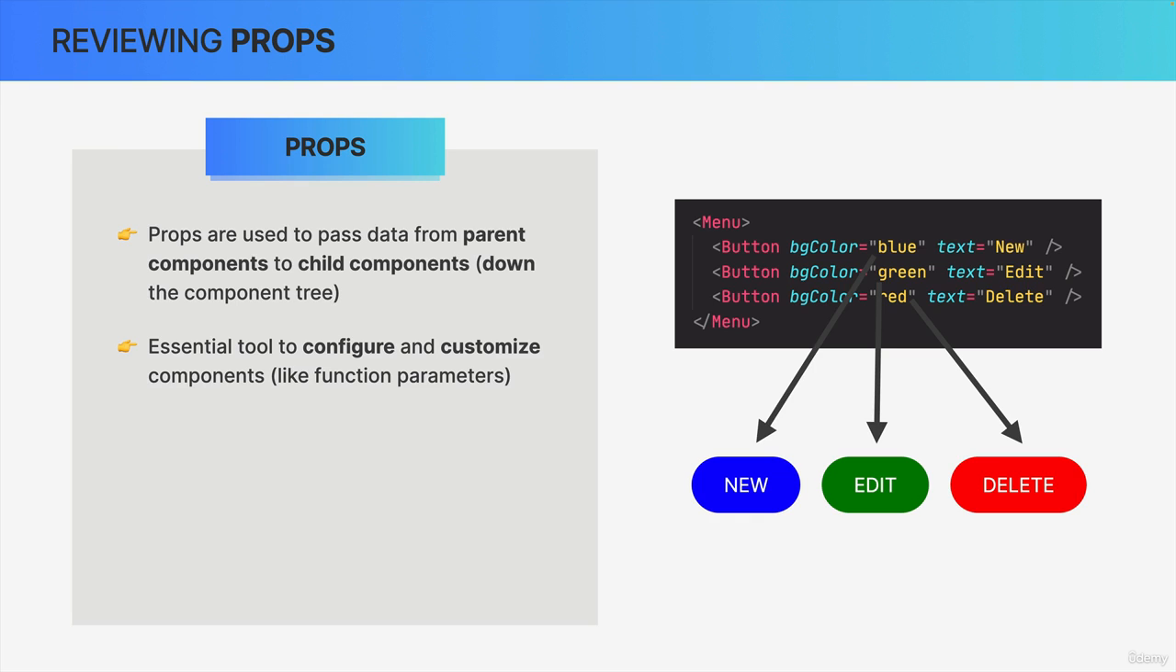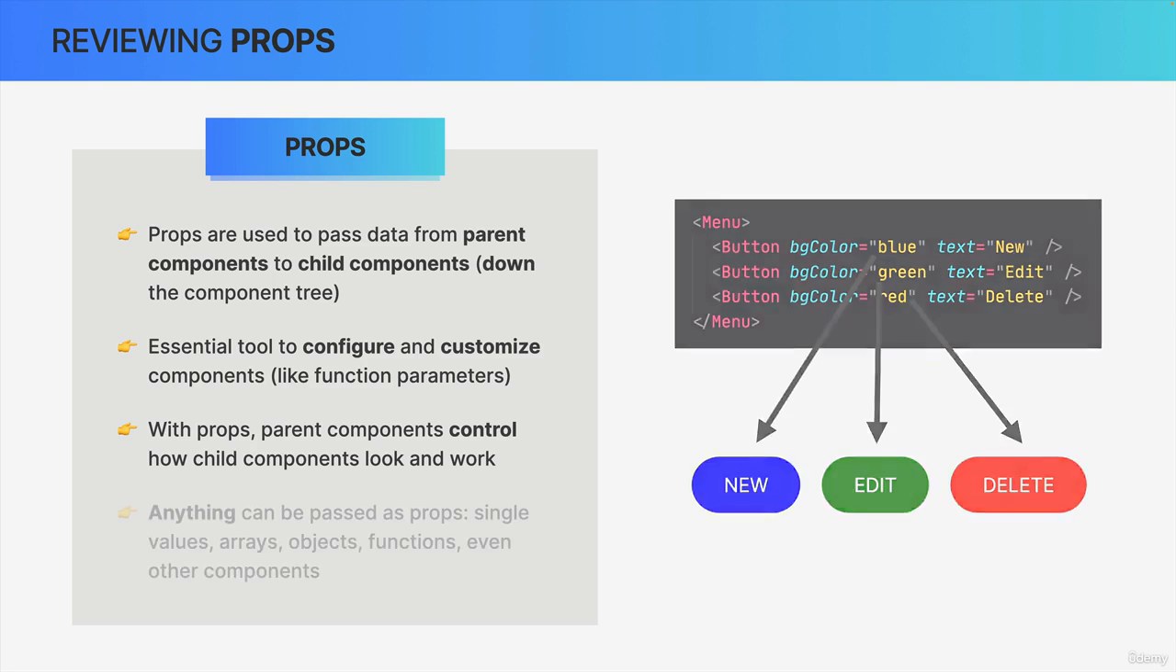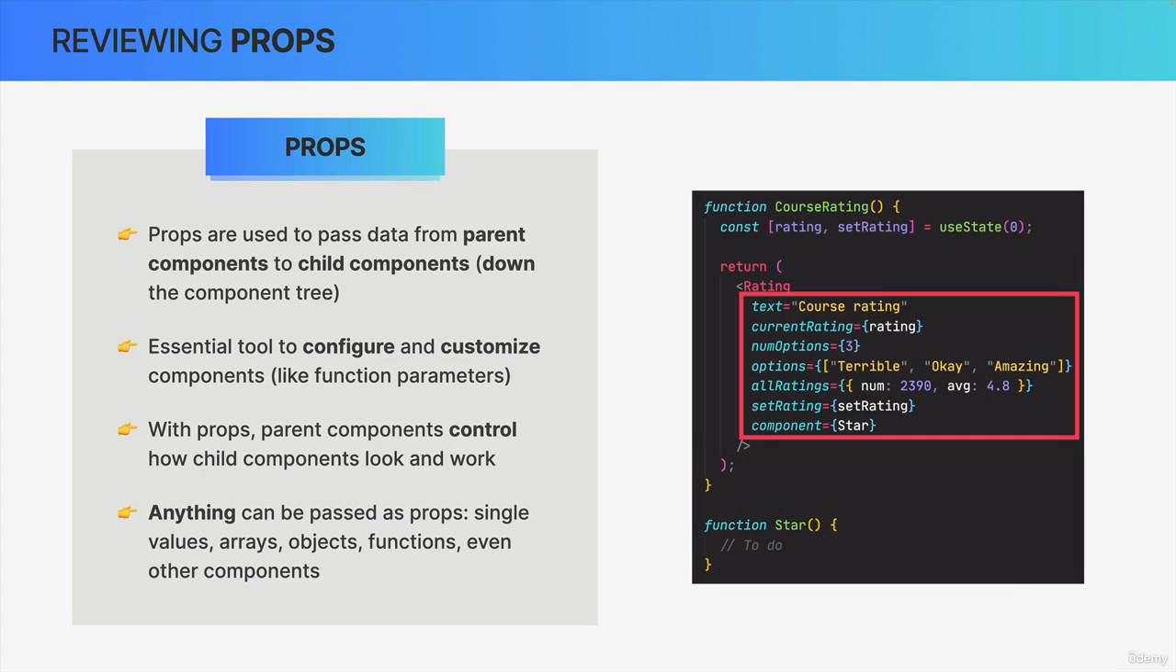So we can imagine props as settings that we can use to make a parent component control how its child component should look like and how it should work. So in that regard, props are just like arguments passed to regular JavaScript functions. Also, we can pass anything into JavaScript functions, right? And so the same is actually true for props. So we can pass any type of value as a prop. So we can pass single values, arrays, objects, functions, and even other React components, which is a really powerful technique that we will explore a bit later.